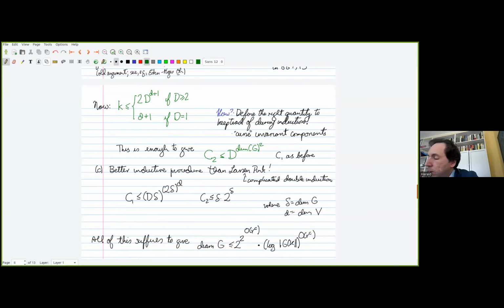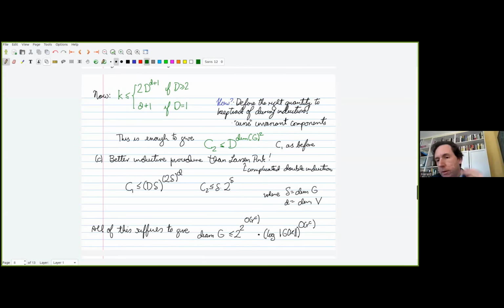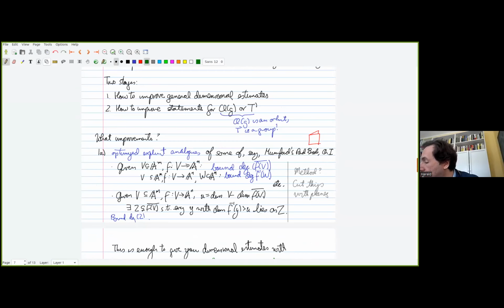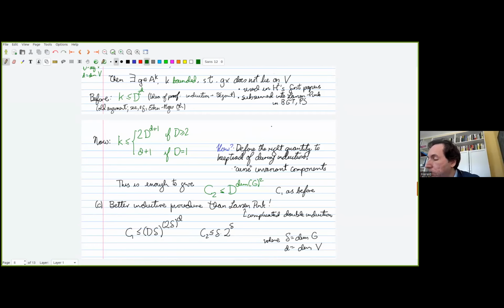And how do you do it? Well, in induction, you are generally keeping track of a quantity. It can be the degree of something, but in our case, we don't want to keep track of a degree as people used to do. We want to define the right quantity to keep track of. And once you define the right quantity, the new bound basically proves itself. Except for a tricky part, where you have to curse invariant components, but we will later see how cursing invariant components is a wonderful thing. But this new argument is enough to give you the dimensional bounds with the exponent replaced by big D to the dimension of G squared.